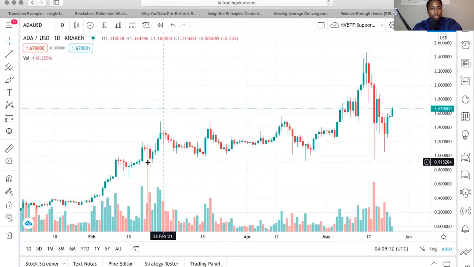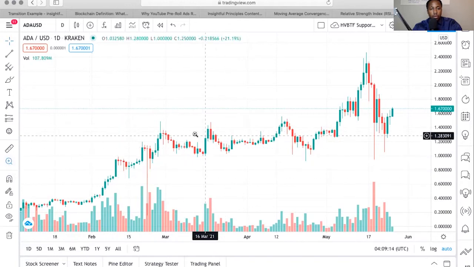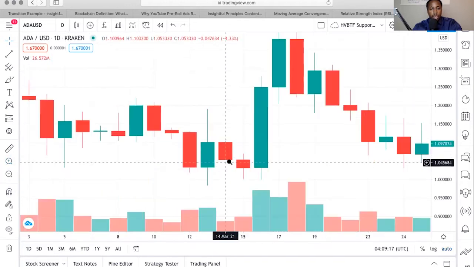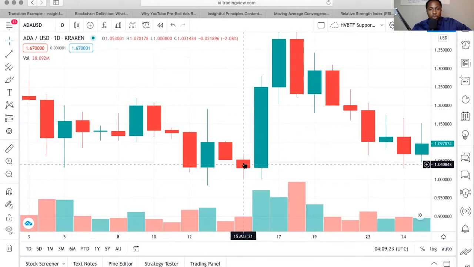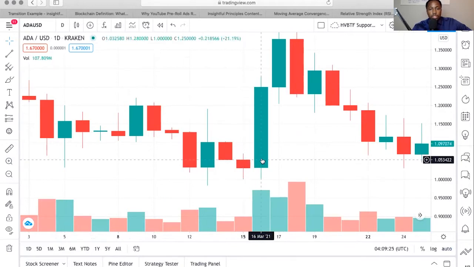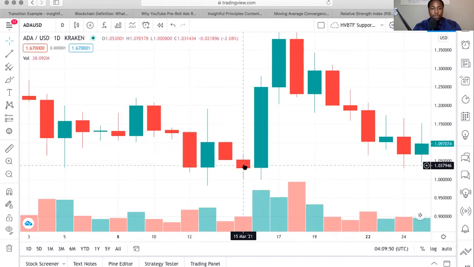But if you take a look right at this point here, you can see this was back on March 16th of 2021. With this candle, you can clearly see that the close was higher than the open. So with this position, it closed at $1.25 on this day, and it opened at $1.03. So this is a long body candlestick, and in most situations you would hear it called a bullish engulfing candlestick, because what it did was it completely covered the previous candlestick.